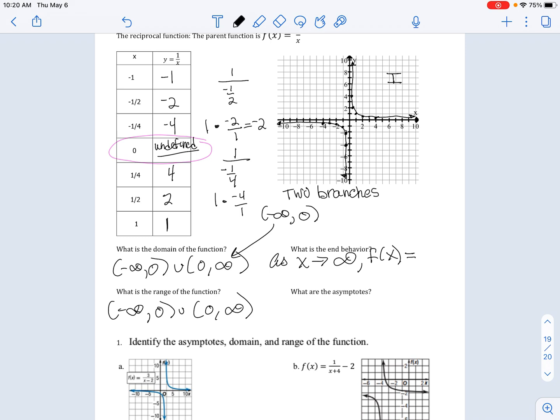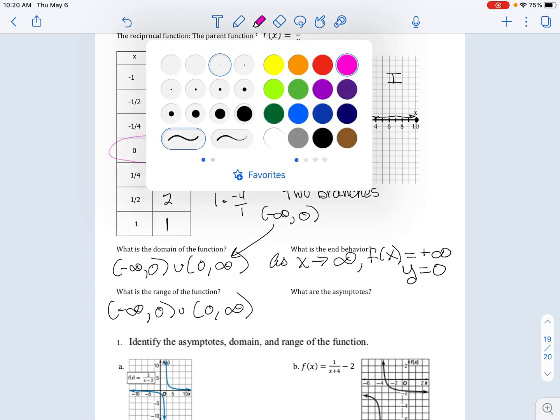For this one, as x approaches infinity, f of x is approaching, right, positive infinity, right? But it's also approaching the line y equals 0. Because this, let me make it a little bit thicker.